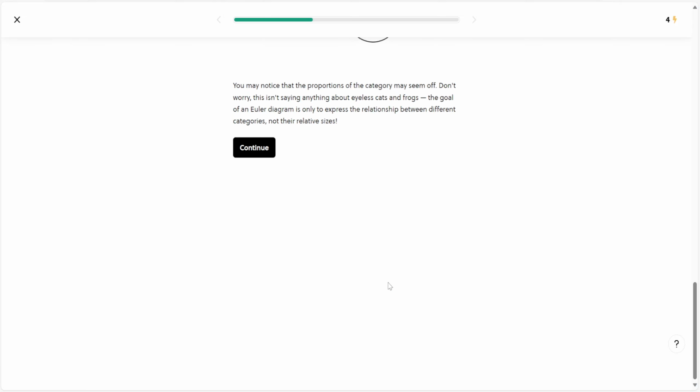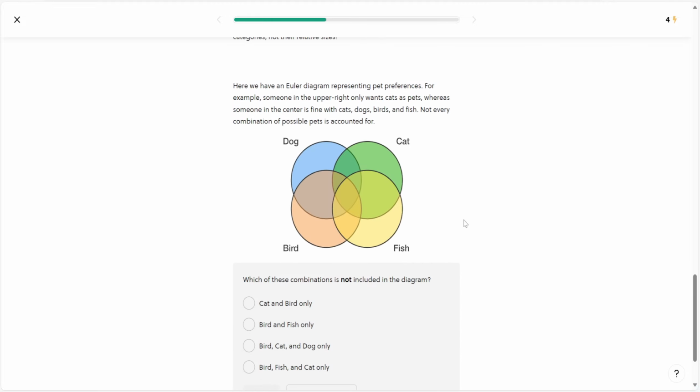You may notice that the proportions of the category may seem off. Don't worry, this isn't saying anything about eyeless cats and frogs. The goal with a Euler diagram is only to express the relationship between different categories and not their relative sizes.